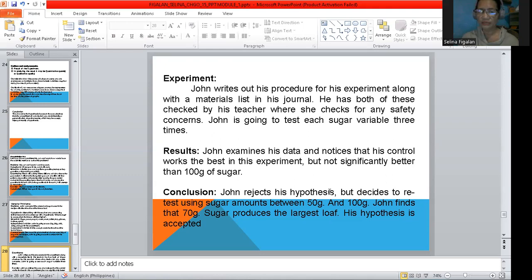Kasi ang 50 grams, ito yung nasa under ng control group. Ang lumabas dun sa kanyang result ay mas maganda pag 100 grams. Chan finds that 70 grams sugar produces the largest loaf. His hypothesis is accepted. Okay, yun ang kanyang experiment.